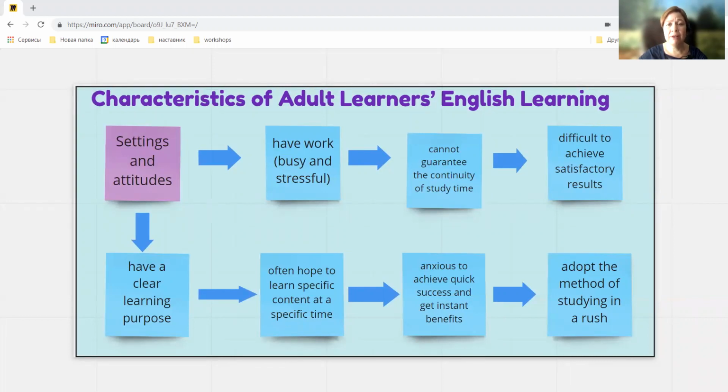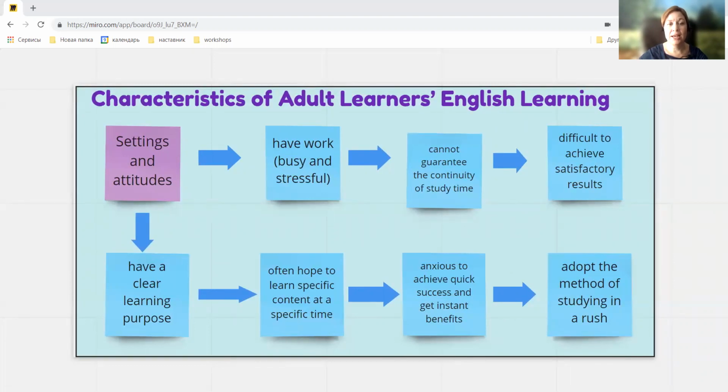Adult learners usually have their own work, which is busy and stressful. Some students often travel for work, which cannot guarantee the continuity of study time. English is a subject which needs continuous learning and practice and takes time and effort. If students can't spend a lot of time on English training, it's difficult to achieve satisfactory results.